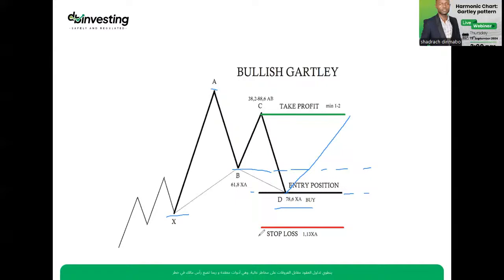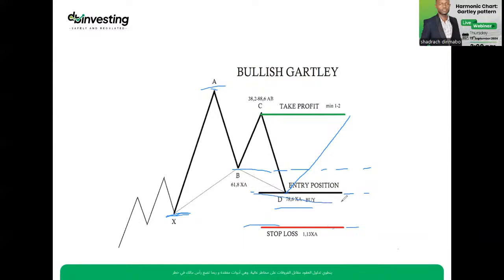Then for the stop loss we also have a rule. We are saying that our stop loss is 1.13 of XA. That is, if you look at the Fibonacci extension, 1.13. So from here we drag our Fibonacci retracement up to point A, and the point where it is 1.13 of XA is where we put our stop loss.